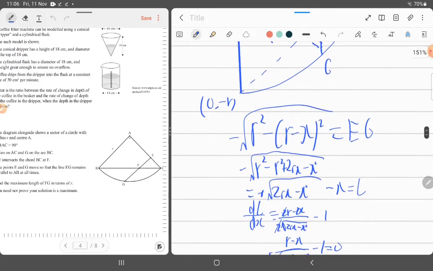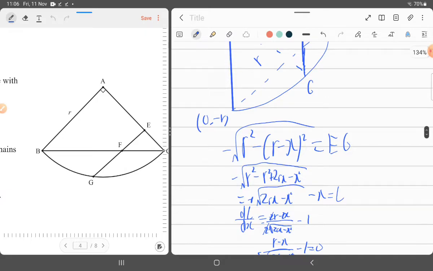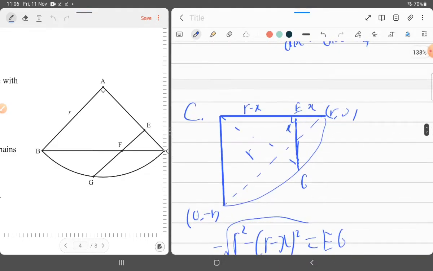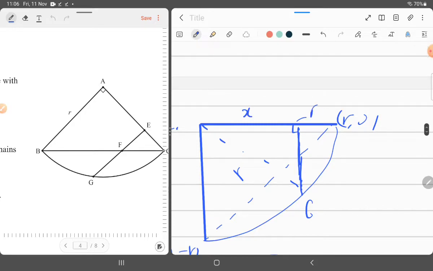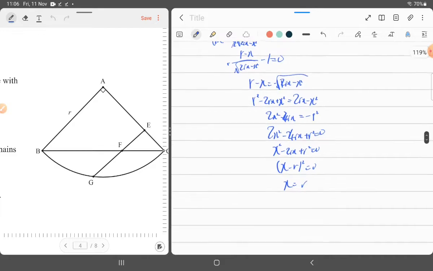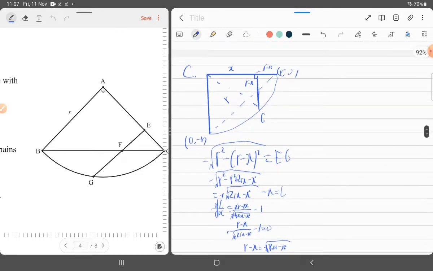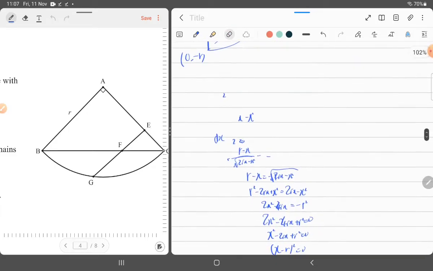Oh wait. Huh? Right, that should be creating a... I'm not sure if this changes, but this is x and this is r minus x. This is r minus x. Oh yeah, this would give a completely different answer though. Oh wait, huh? I don't know. Is it 1?